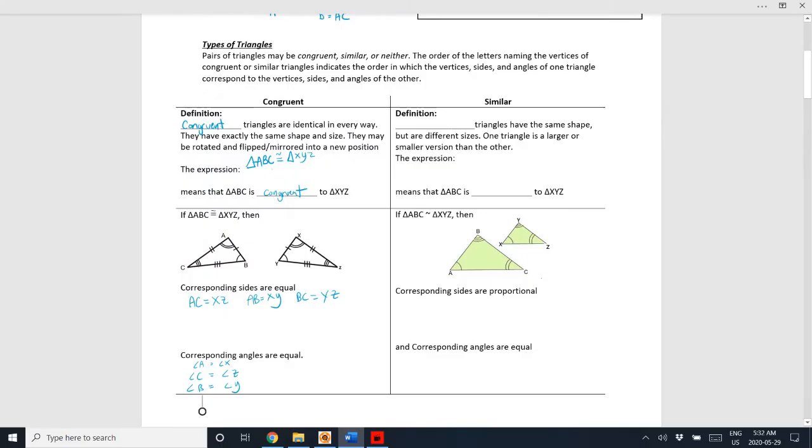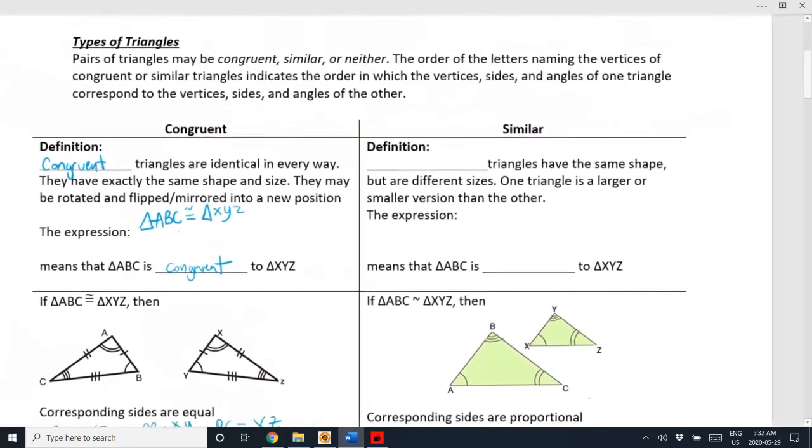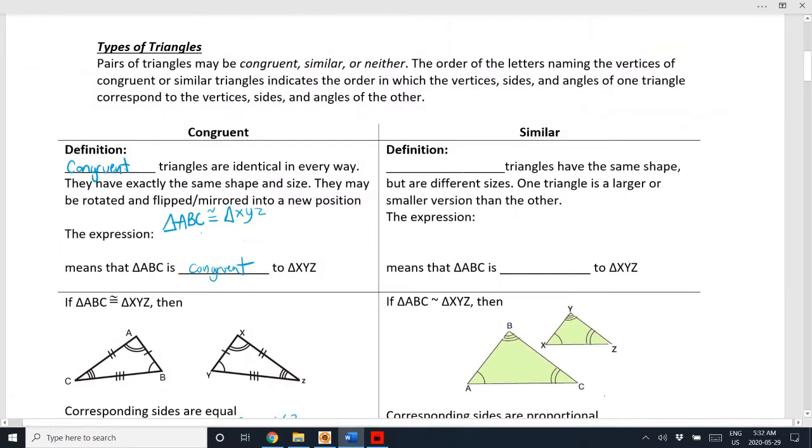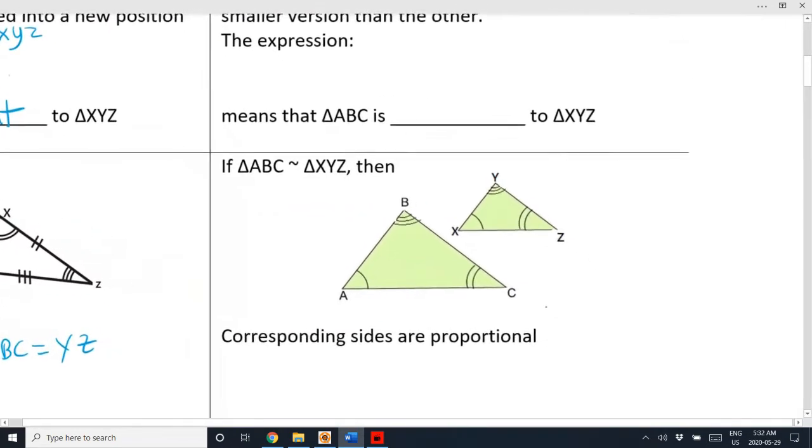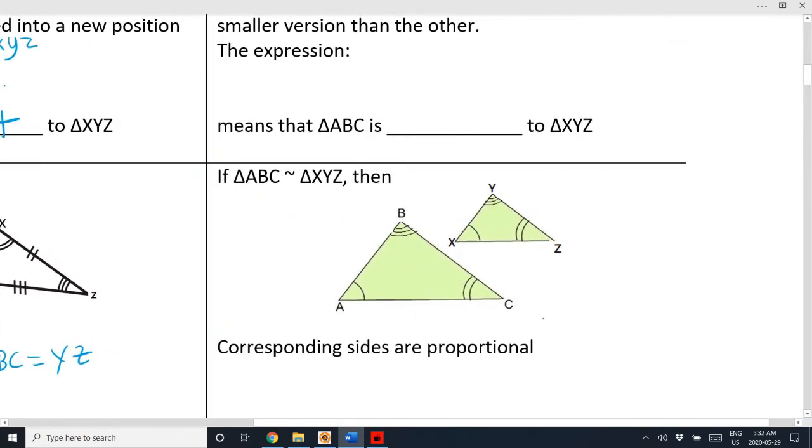Let's take a look at similar triangles. In similar triangles, the triangles have the same shape, but are different sizes. One triangle is a larger or smaller version of the other. So taking a look at this example here, we can see two different triangles, where triangle ABC is similar to triangle XYZ. But what makes them similar?